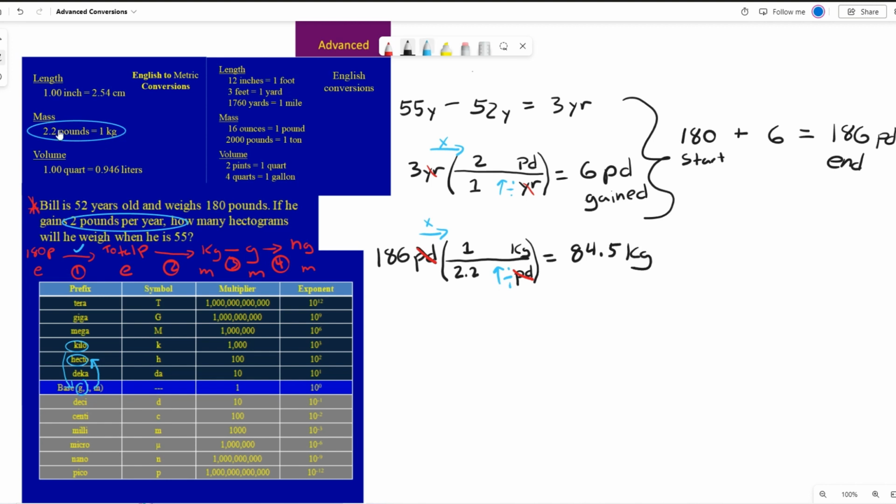All right, so that's the second step of the problem done. We converted into kilograms. Now we have to go from kilograms into grams. Okay, so we'll do that here. We'll draw our conversion line here. We'll put kilograms on the bottom because that's what's going to cancel out. Put grams on the top because that's what we want to get to.